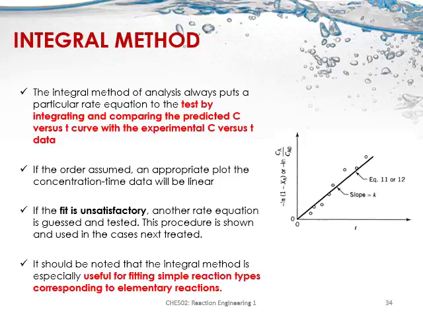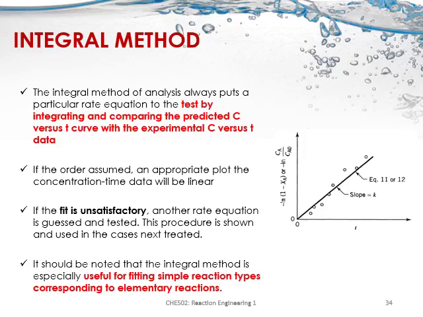We'll continue with the next subtopic, integral method. So this is the second method, how to determine the rate of reaction. So let's look at the description or explanation related to this method. The integral method of analysis always puts a particular rate equation to the task by integrating and comparing the predicted C versus T, concentration versus time curve, with the experimental concentration versus T data.